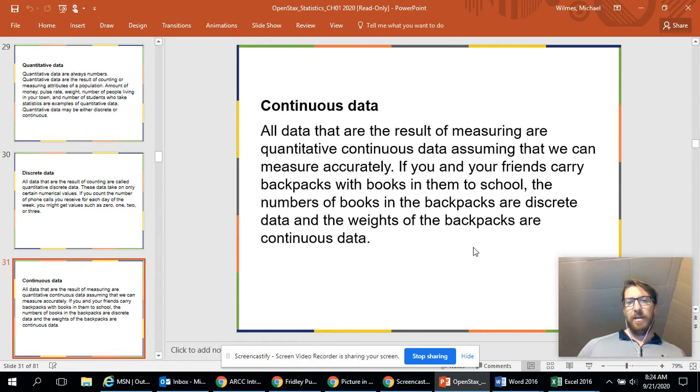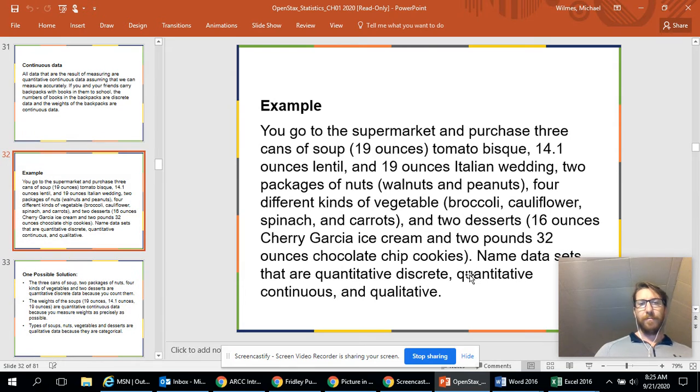But continuous data, so this is quantitative, so numerical, this is where we are measuring it, and it's going to be measured accurately. So the number of backpacks, or number of books in a backpack, that would be discrete. But the weight of the backpacks, that's continuous. The big hint here is these are going to have decimals or fractions generally, but they can be measured with more accuracy than just integers.